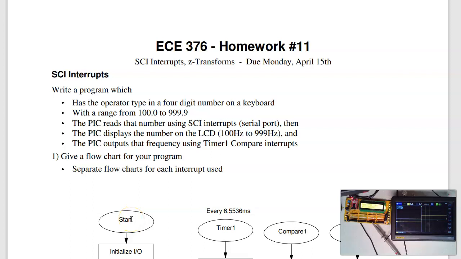Here are solutions to homework set number 11 for ECE 376. This homework set looks at serial ports and Z-transforms.